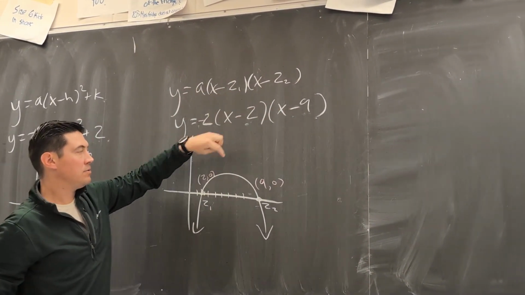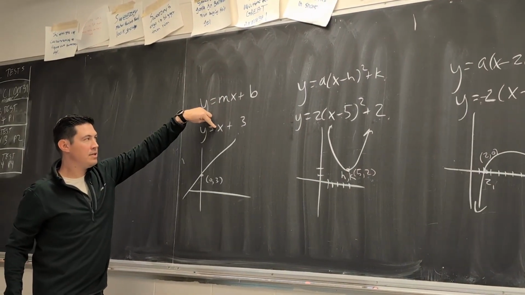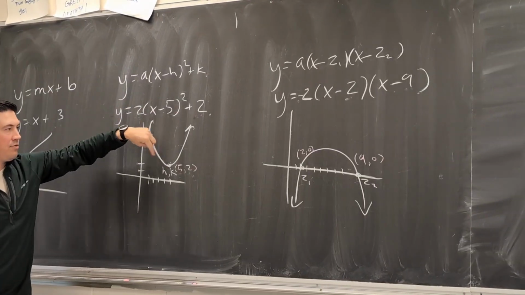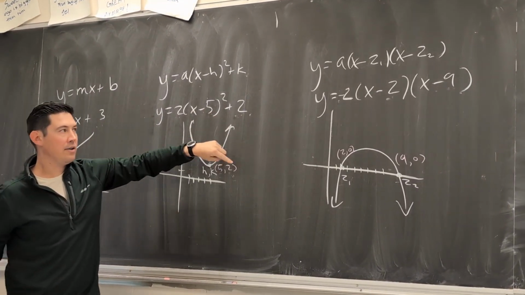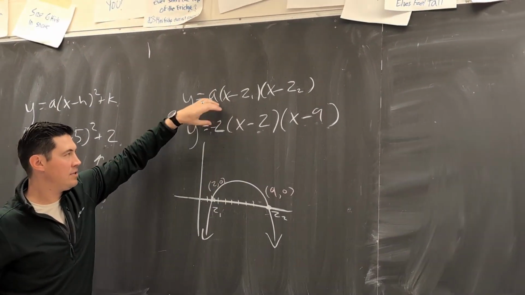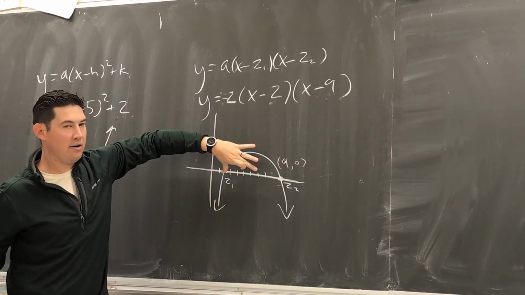All right, so to align that one more time, M gives me the steepness, B tells me where I can find it. The A in this case tells me whether it's fat, skinny, up or down. The 5 and the 2 tells me where I can go ahead and find it on the graph. And then this guy here, the -2, tells me it's facing down, tells me whether it's fat or skinny. And the -2 and -9 tells me where I can go ahead and find it on the graph.